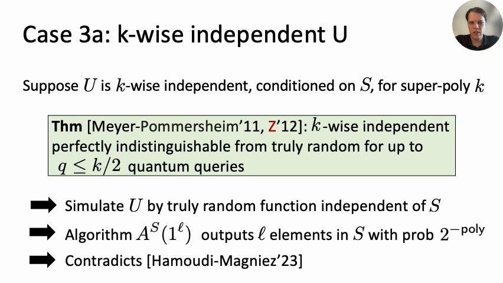And this is enough to get our contradiction because we can simulate U using a random function independent of S, and we can simulate U efficiently on the fly. And the result is that we actually get an algorithm, A to the S, that outputs L elements in S with too high a probability and contradicts the previous results.